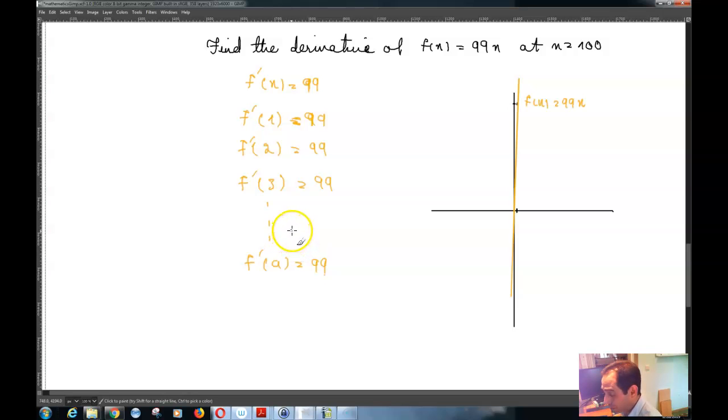So what that means is that at x is equal to 100, you can say that f prime of 100 is equal to 99, which is nothing but the slope of the function at that point. So the answer to question number 3 is 99. Now question number 4: you want to find the derivative of the following functions from first principle.